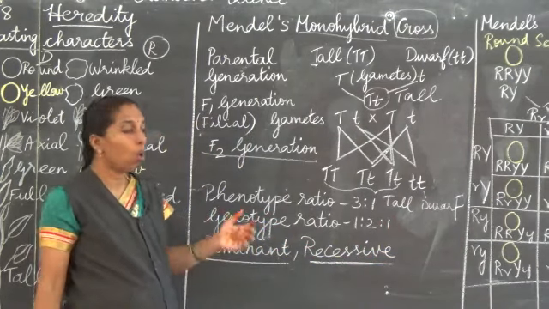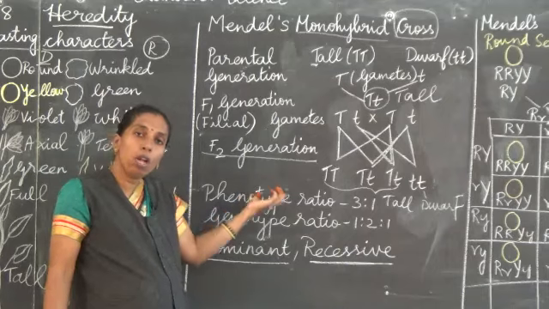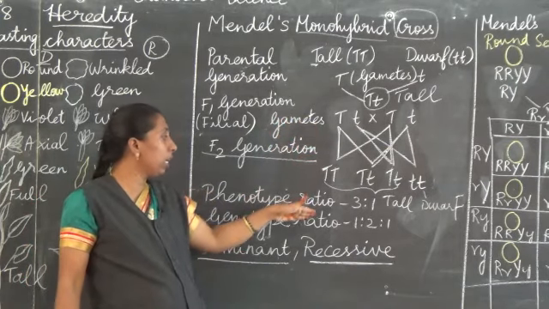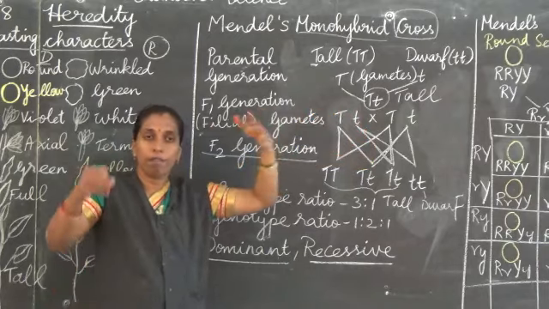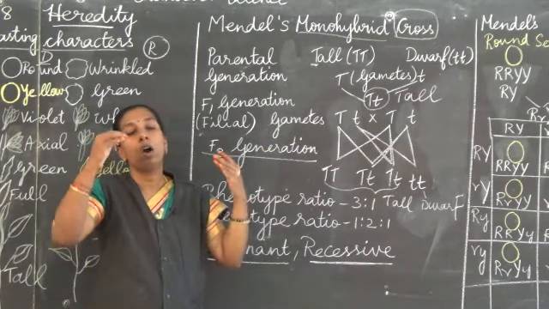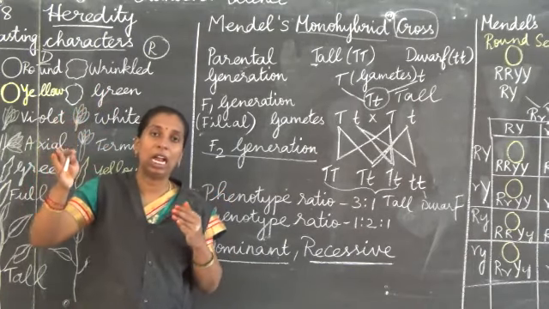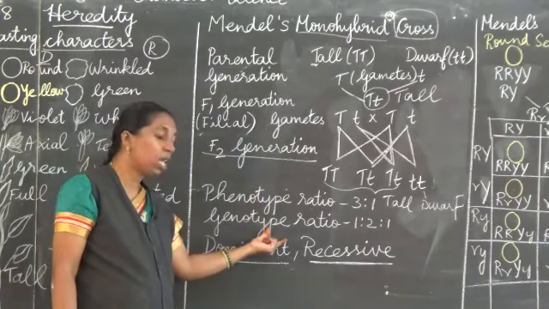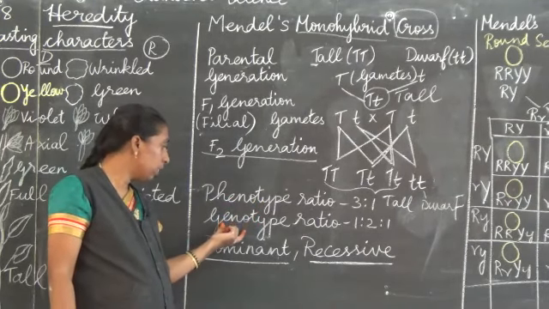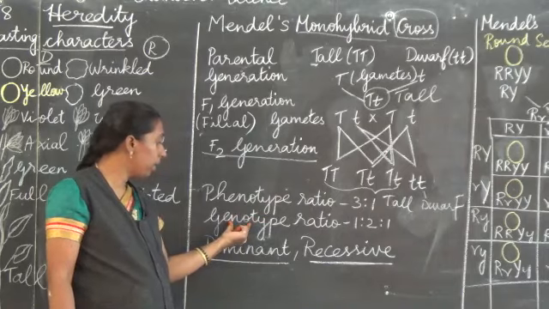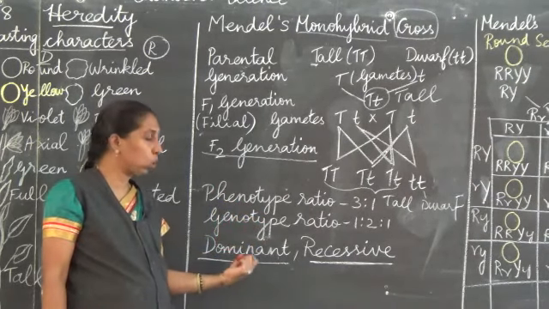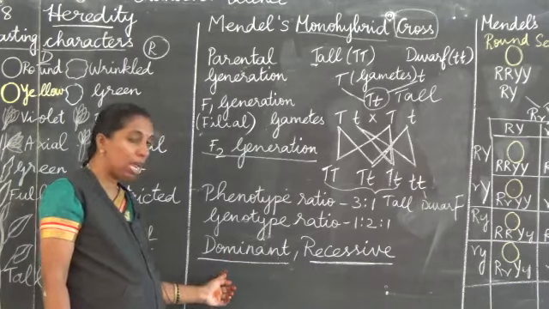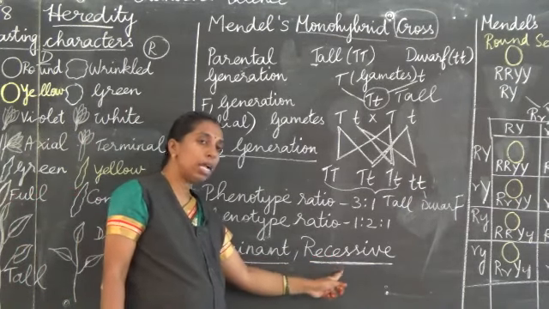Now again you have to learn what the term phenotype is. Phenotype is the physical expression of the character, the physical appearance. Here the physical character is either tall or short. If we see human beings, their physical expression, how their growth is, whether they are tall or short, what the skin color is, that is the physical expression. It is called phenotype, whereas genotype is the genetic constitution or genetic makeup of the organism. What is dominant? The character which is expressed is called dominant. The character which is hidden is called recessive.